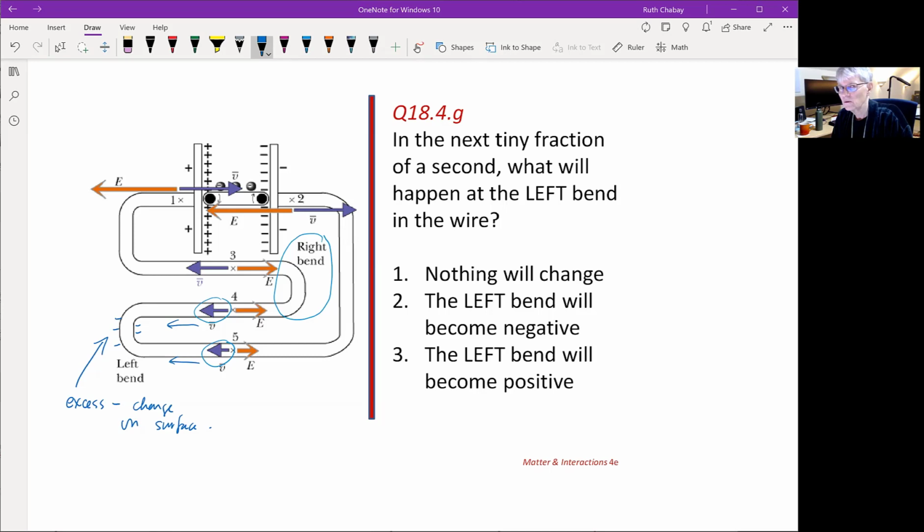So now we've got some excess negative charge. And what's going to happen to the right bend of the wire? Well, we've got electrons flowing away from the right bend in the wire. So it looks like we're going to have a deficiency of negative charge here, aren't we? So we're going to have some of these positive atomic cores exposed again on the surface of the wire. So in a nanosecond or a fraction of a nanosecond or whatever our delta t was, we got some charge buildup on the surface of the wire.